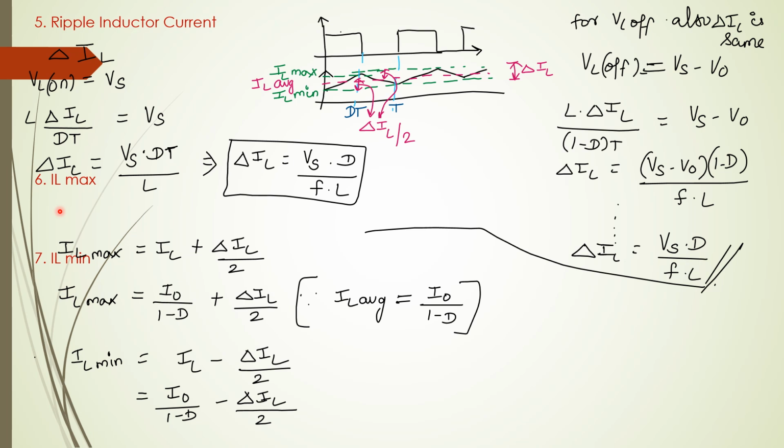Next is IL max. IL max equal to IL plus del IL by 2. Substituting those values, IL equal to I0 by (1 minus D) and del IL by 2 is the same, and this IL average is nothing but the IL. So we get the IL max equation. Seventh one is IL minimum. It is IL minus del IL by 2. Substituting those, we get the answer.